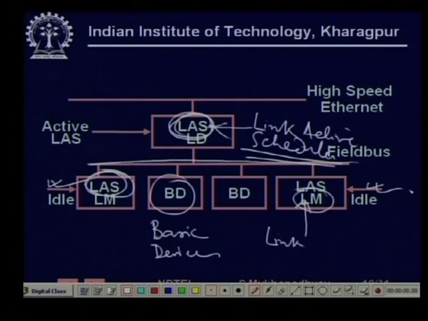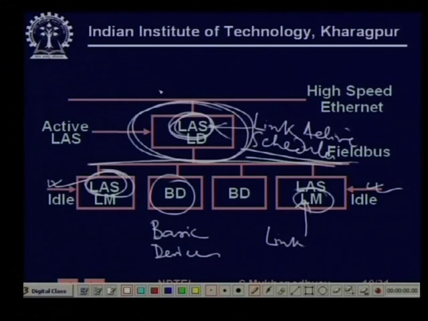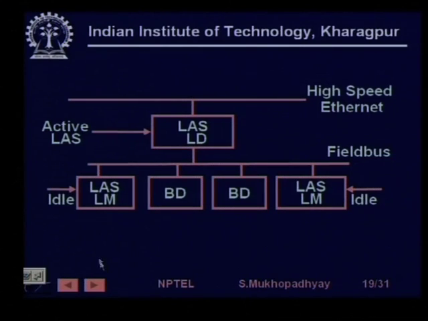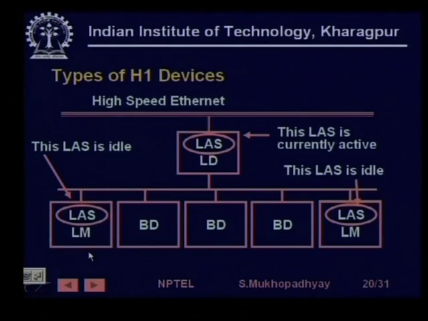Sometimes you provide more link masters, because if for some reason this link master fails, then who will ensure the communication? So, there are some other link masters which are always kept in hot standby, so that they can immediately take over the communication and the control and coordination will continue. This is very important. So, exactly the same diagram is repeated. So, these are link masters and they are basic devices. Basic devices are not capable of becoming link masters or link active schedulers, while link masters are capable of becoming link active schedulers.